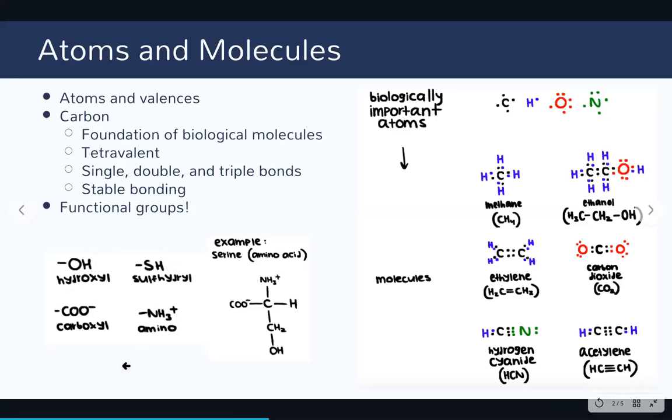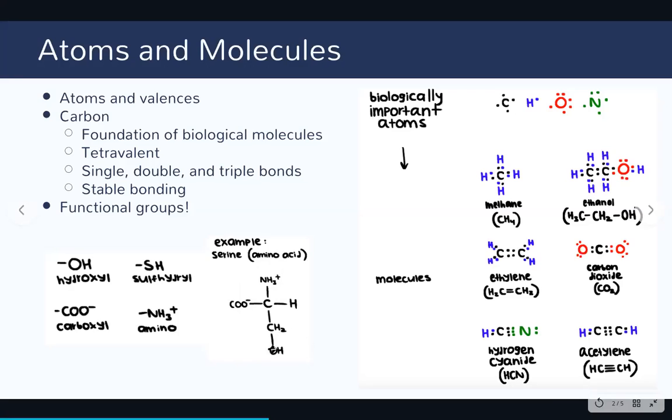As an example, let's look at the amino acid serine. We will review amino acids later, but for now, we'll just use serine as an example for identifying functional groups of a molecule. So we see the amino group here, the carboxyl group here, and the hydroxyl group over here.